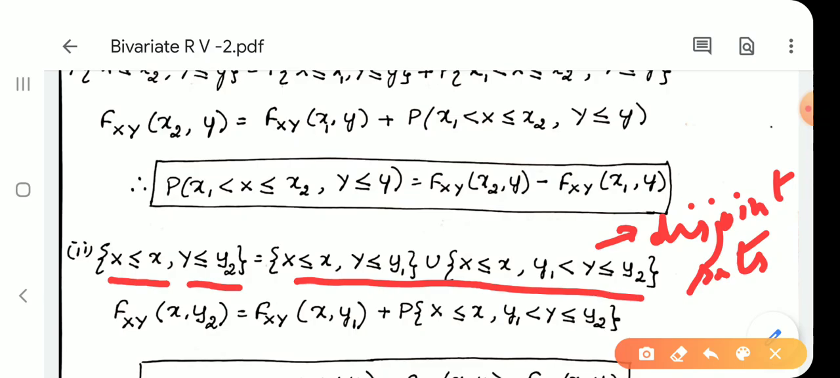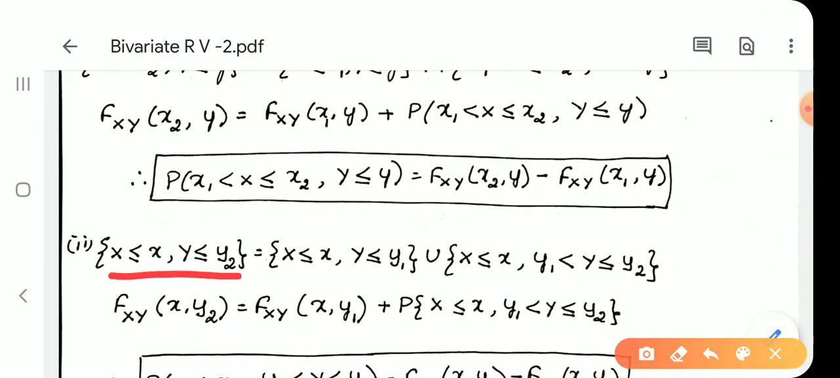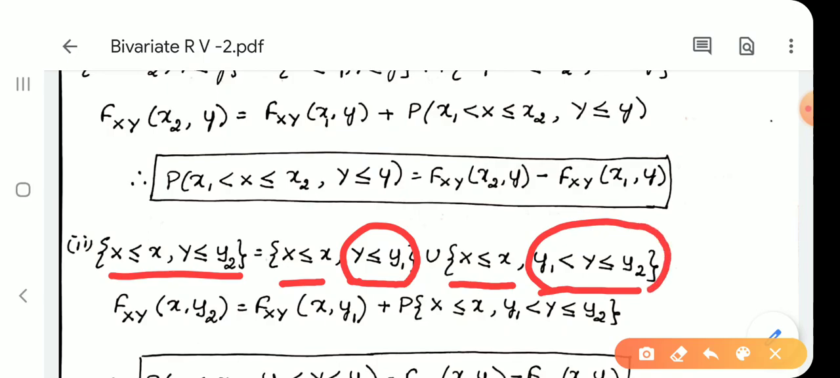So here X less than or equal to x, comma Y less than or equal to y2 can be written as X less than or equal to x, comma Y less than or equal to y1, union X less than or equal to x, comma y1 less than Y less than or equal to y2. Here the y1 is contained in this set, whereas here the set contains all the elements after y1 up to y2.